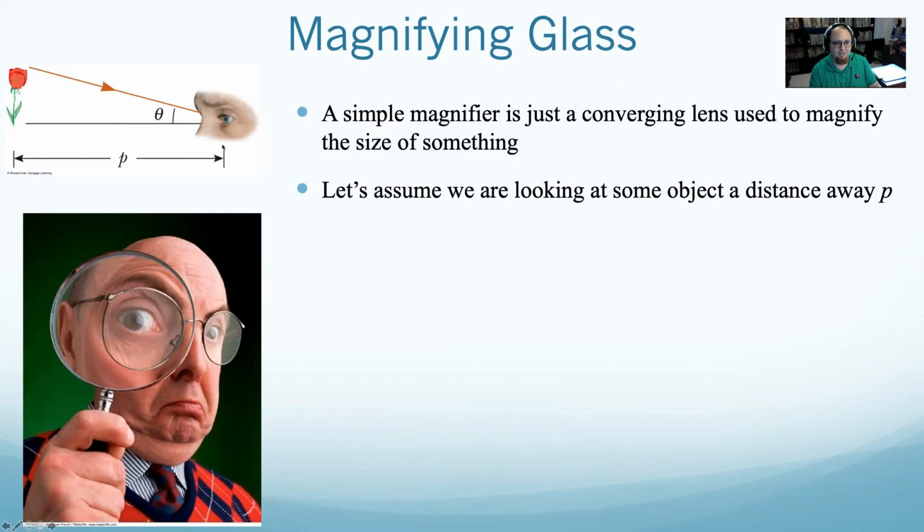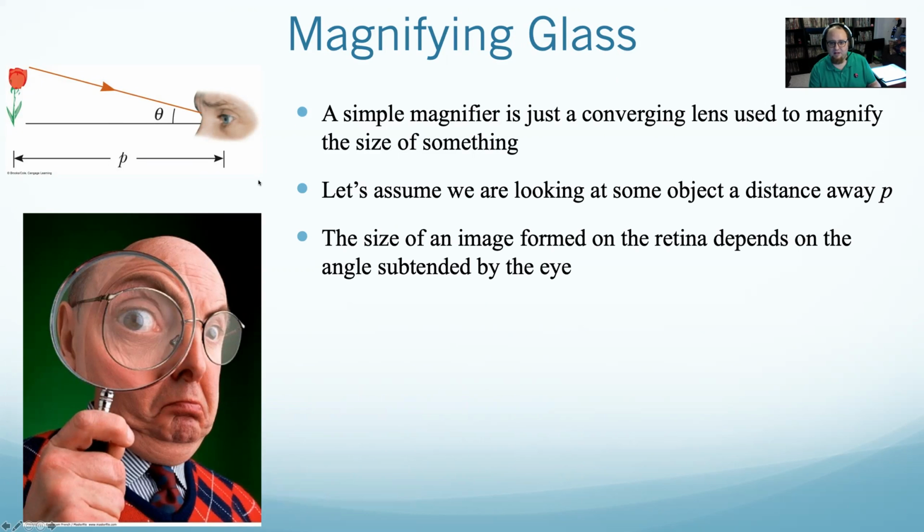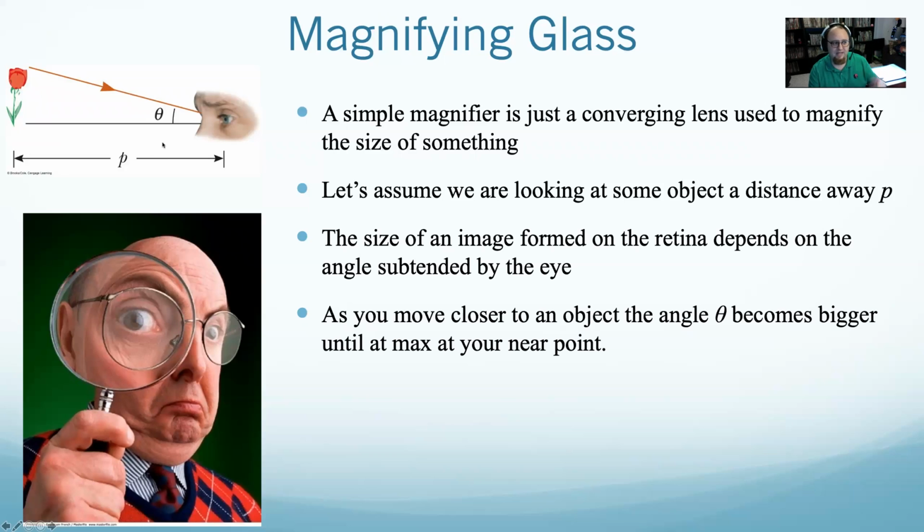The size of the image will depend on the angle from the eye, right? Because we can basically say the height of the image would depend on this theta. When you move closer to an object, it looks bigger as theta gets bigger. And we can do that with all the lens equations we covered. 1 over Q plus 1 over P equals 1 over F.